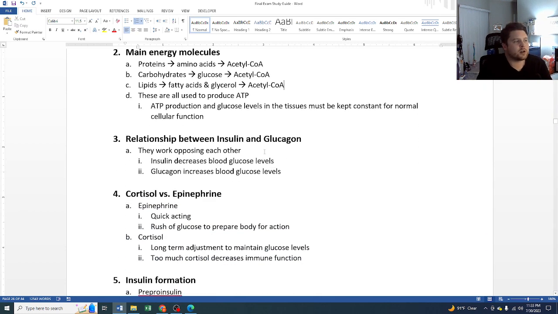Insulin and glucagon, they work opposing each other. So insulin is going to decrease blood glucose levels, and glucagon increases blood glucose levels. So think about when each of those are going to be released, why they would be released, and what effect they would have on the body.